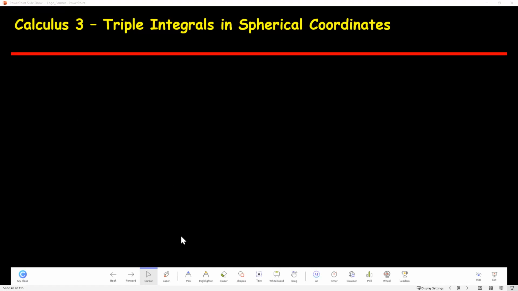Okay, so today's class we're going to have a continuation of triple integrals in other coordinate systems. Earlier we discussed triple integrals in the cylindrical coordinate system. Today we're going to be talking about the spherical coordinate system. So let's talk about the triple integral in spherical coordinates.